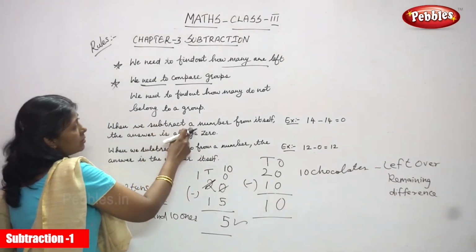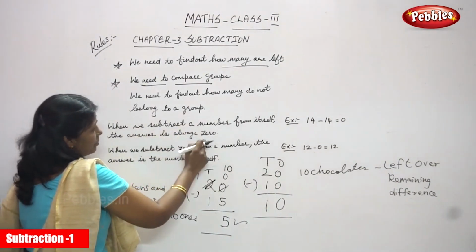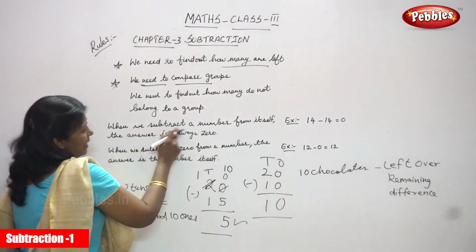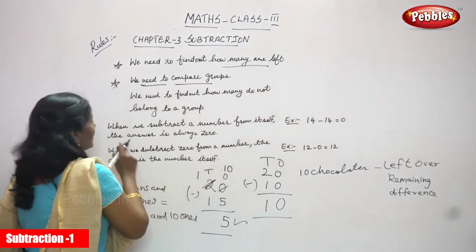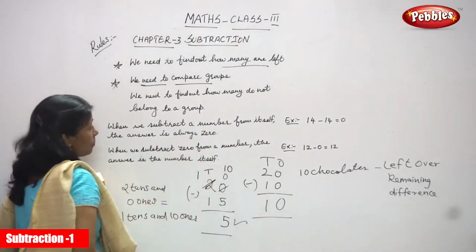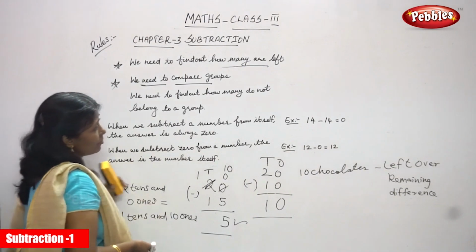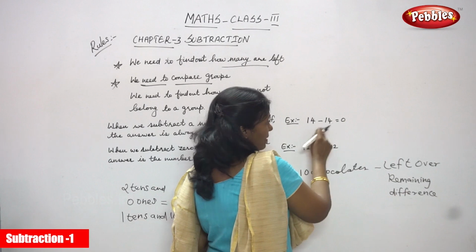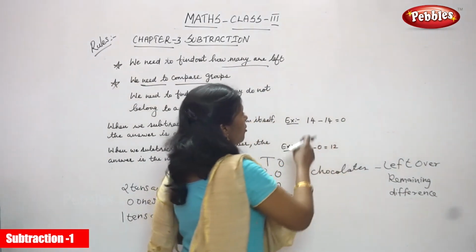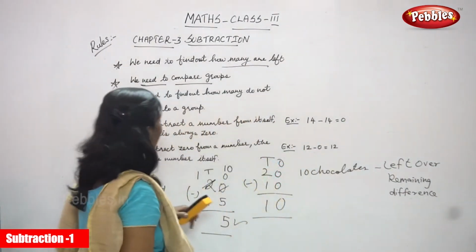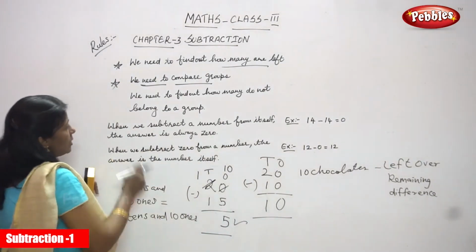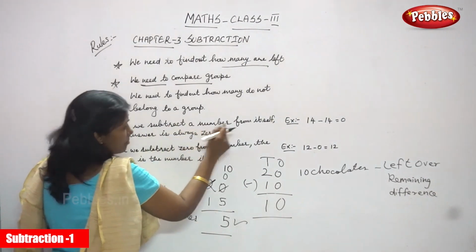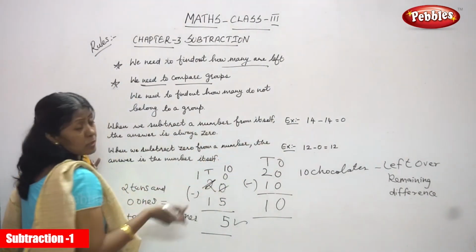And when we subtract a number from itself, the answer is always 0. What is the meaning when we subtract a number from itself? For example, 14 is a number, so we subtract it from the same number. Itself means the same number. So 14 minus 14, what will you get? You will get 0. The answer is always 0.